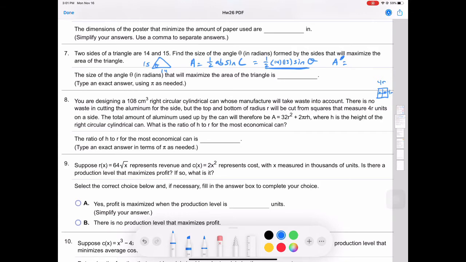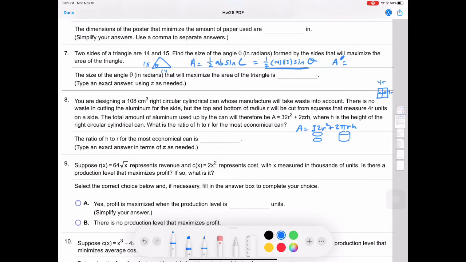The total amount of aluminum used by the can will therefore be A equals 32r squared plus 2 pi r h, where h is the height of the right cylindrical can. Okay, so this is the side part, and this, I guess, is the 2 caps. What is the ratio of h to r for the most economical can?